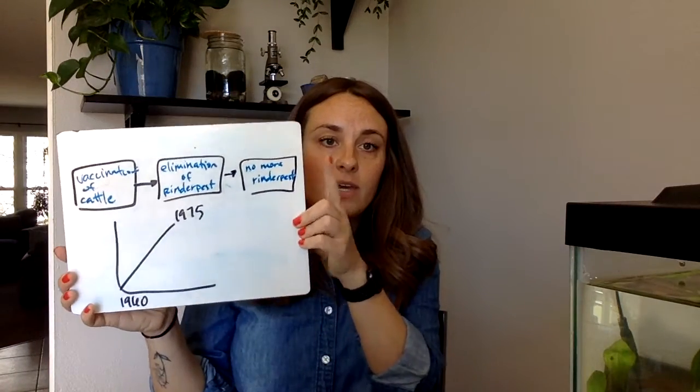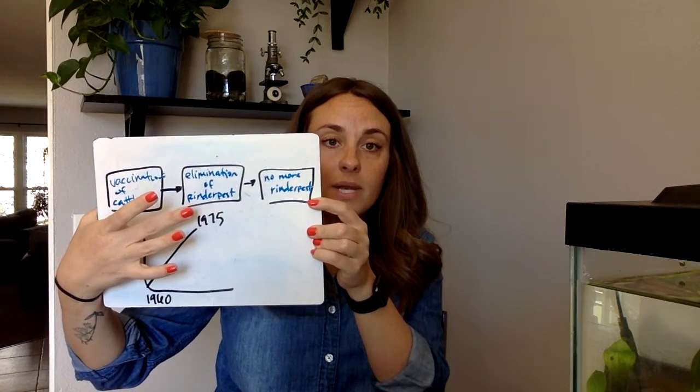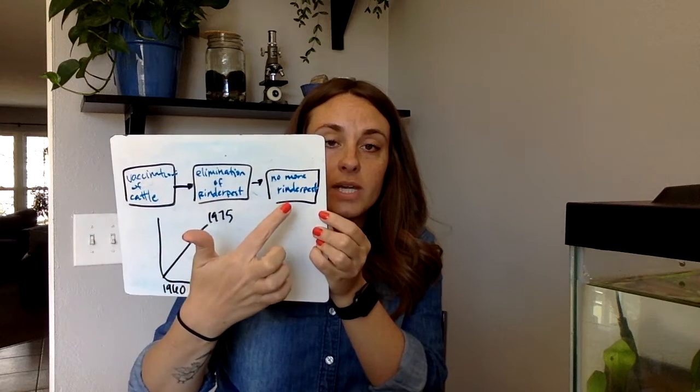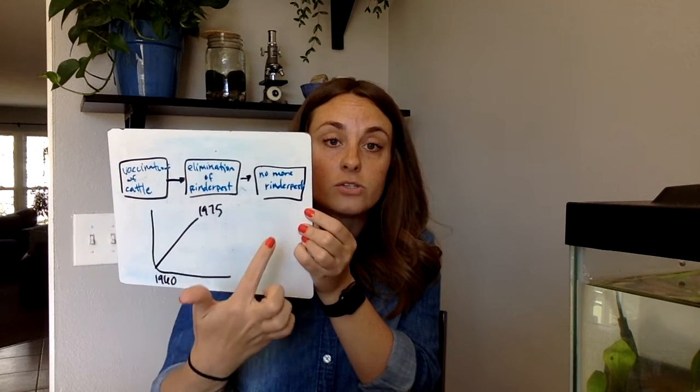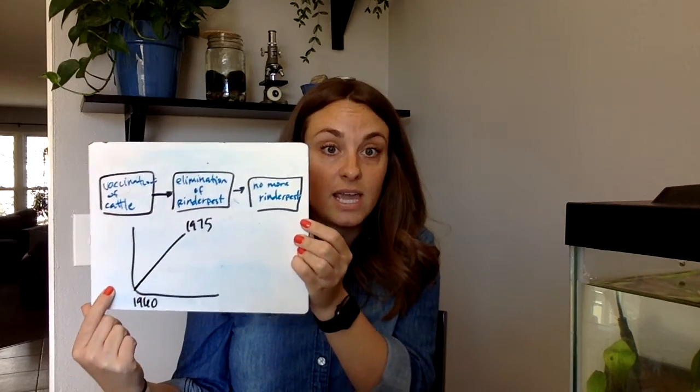So I'm trying to draw some images for you. We have the vaccination of cattle against rinderpest, which results in the elimination of rinderpest, which results in no more rinderpest in the Serengeti, so the wildebeest and the buffalo populations increase drastically after that. So the reason that our buffalo population grew so much from 1960 to 1975 is because a disease was eliminated from their ecosystem. Did any of you predict that?